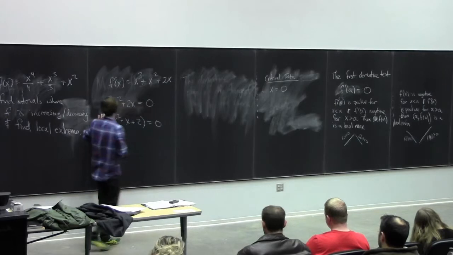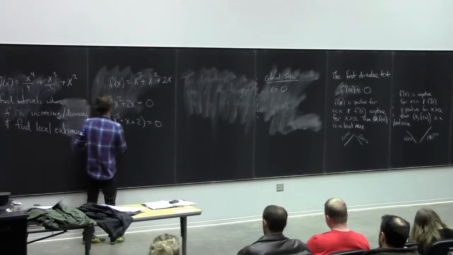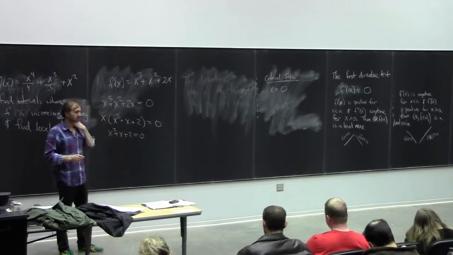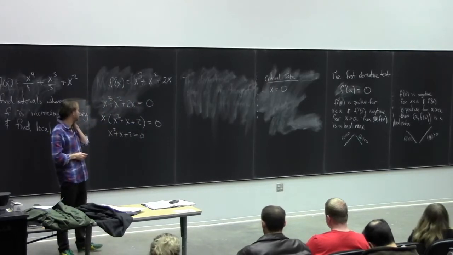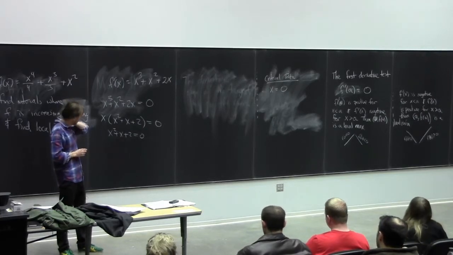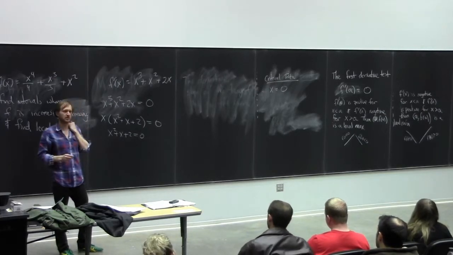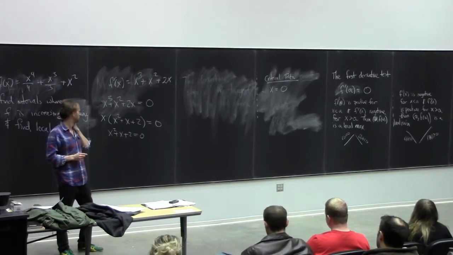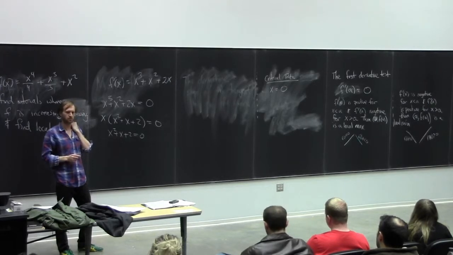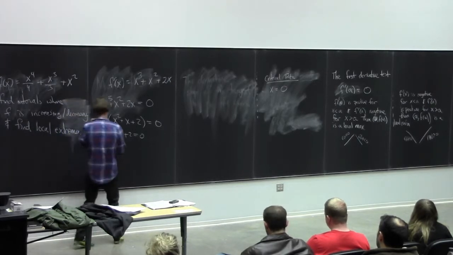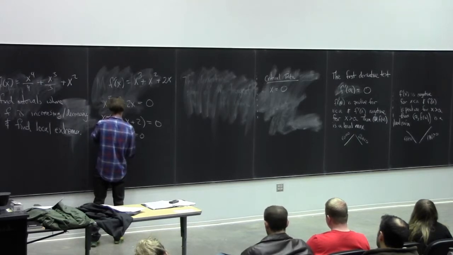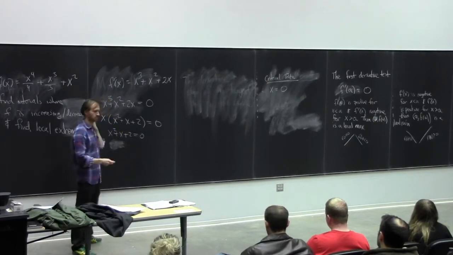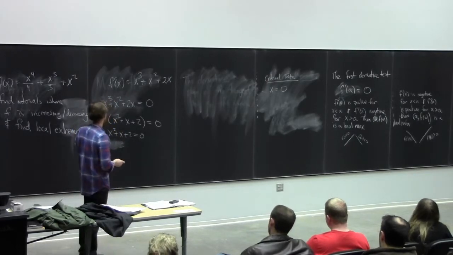All right, so now I'm going to forget about this one and just solve x squared plus x plus 2 equals 0. Aha, it's a quadratic equation. I can use the quadratic formula. Can we factor this? Can anybody factor this for me? Nope, can't factor it. OK. So now what?